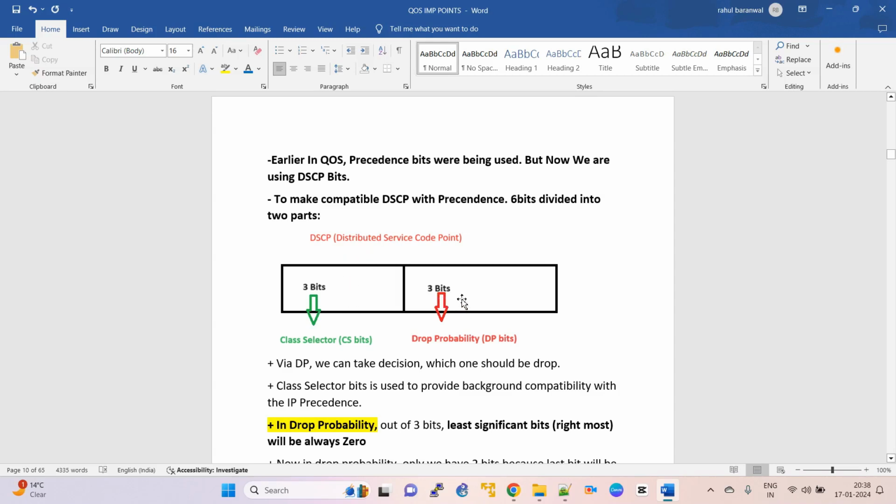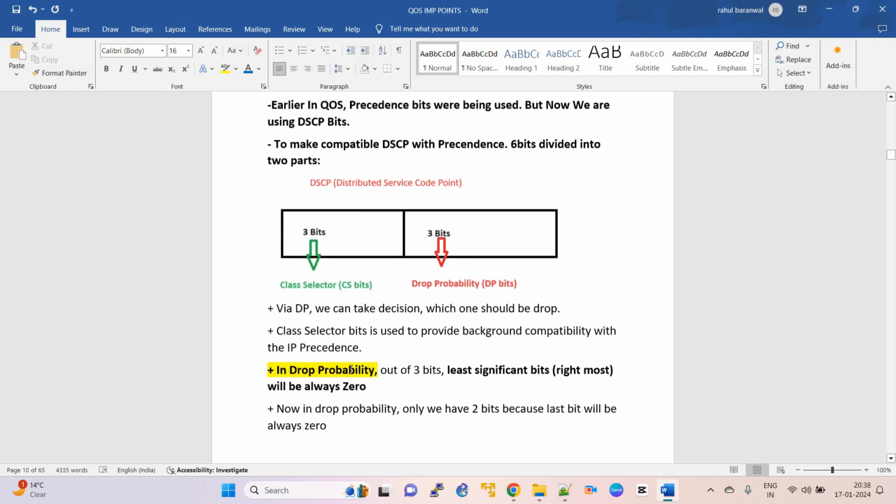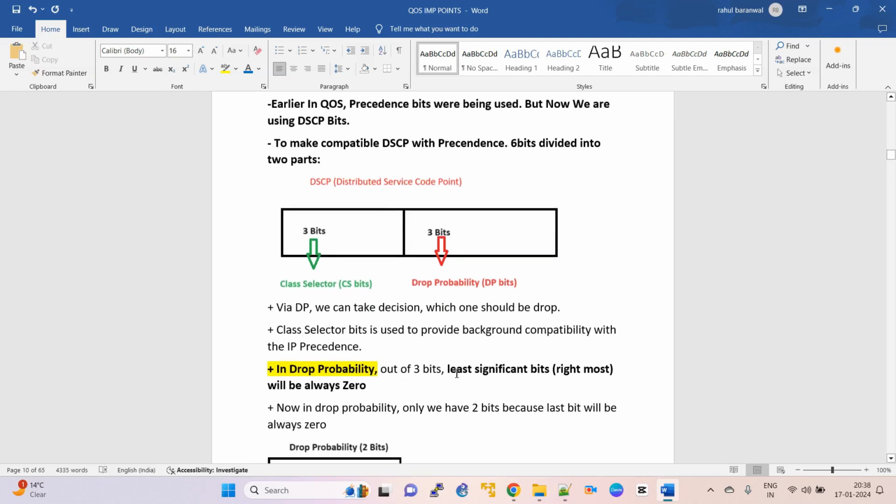But here drop probability is the new thing. With the help of drop probability, we can decide which packet should be dropped, right? This is the main advantage of drop probability. So in drop probability, the least significant bit, that is the rightmost, will always be 0, and that is pre-decided, right? So we have only 2 bits out of 3 bits; one least significant bit will always be 0.